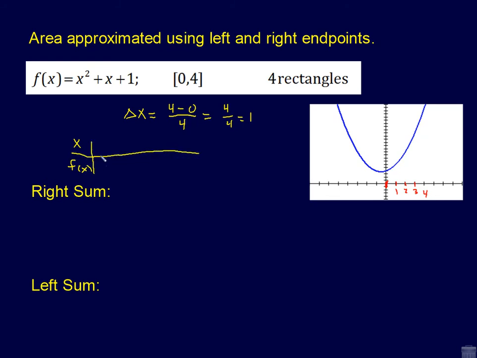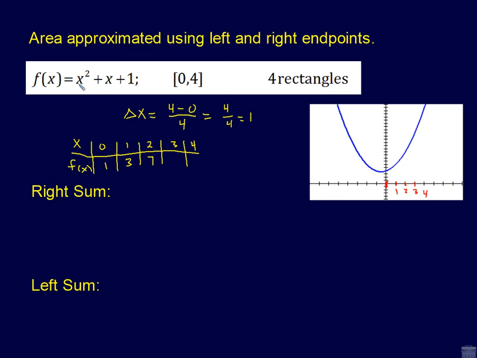We're going to start at 0, and because our rectangles are 1 unit wide, we're going to count by ones until I get to 4. So we're now going to evaluate the function at these 5 numbers. F of 0, 0 squared plus 0 plus 1. F of 1, 1 squared plus 1 plus 1. It's 3. F of 2, 2 squared, which is 4. 4 plus 2 is 6. 6 plus 1 is 7.